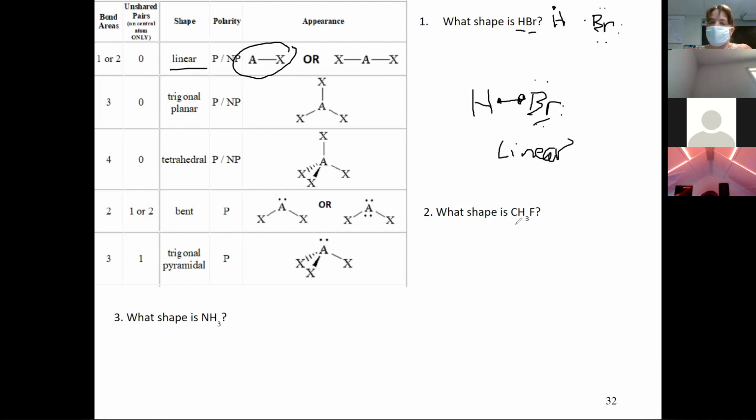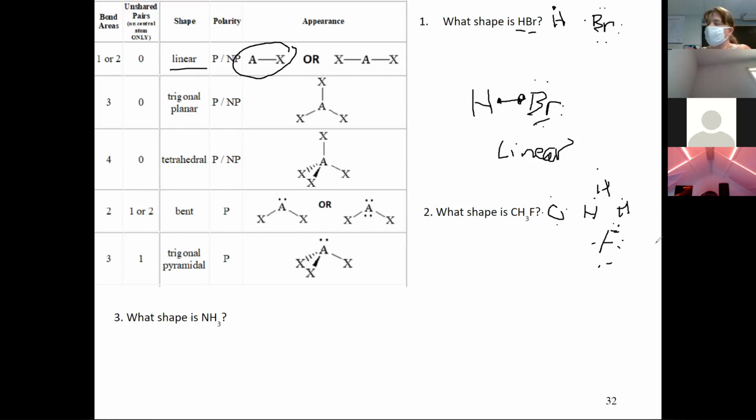All right, this one's a little bit harder. So we have a carbon, group 14, it's got 4 electrons. We have 3 hydrogens. Again, group 1 each, so they each have 1 electron. And then we have 1 fluorine, group 17, 7 electrons. 1, 2, 3, 4, 5, 6, 7.